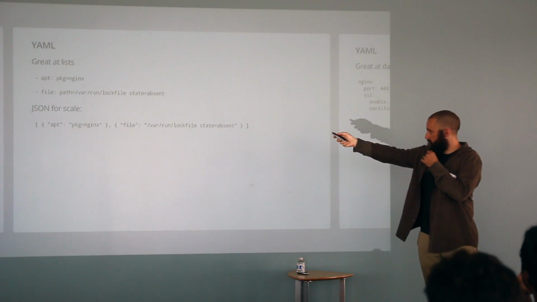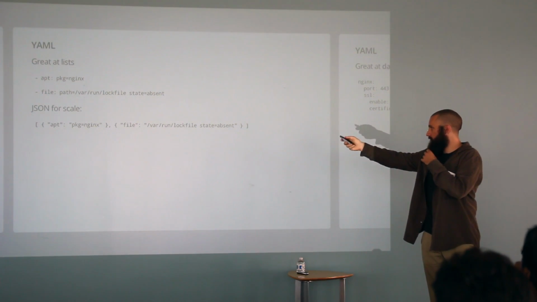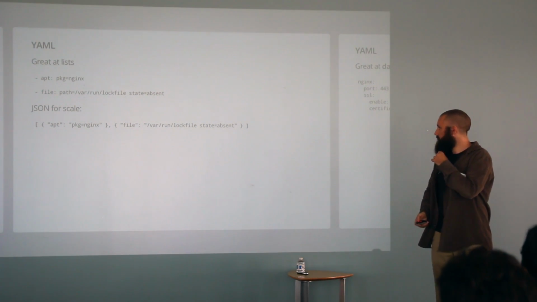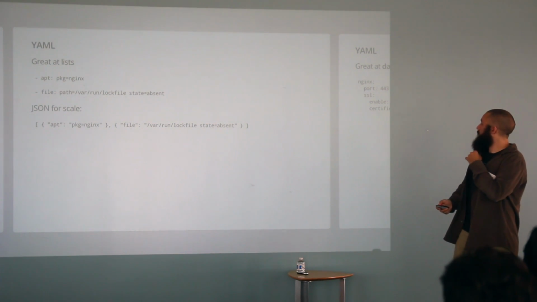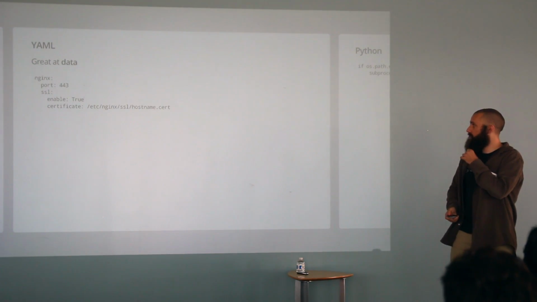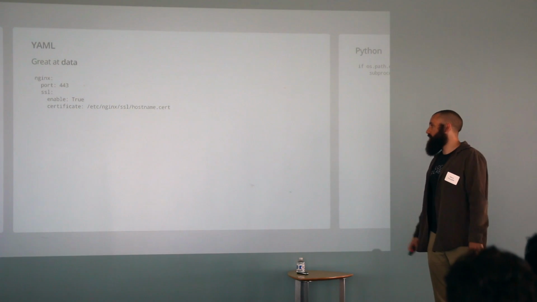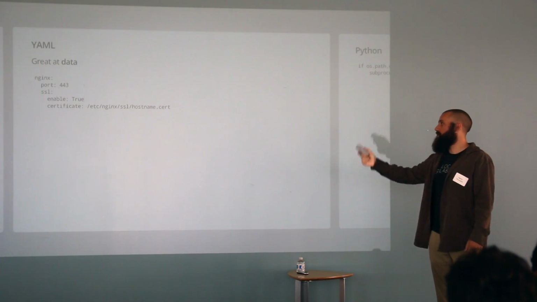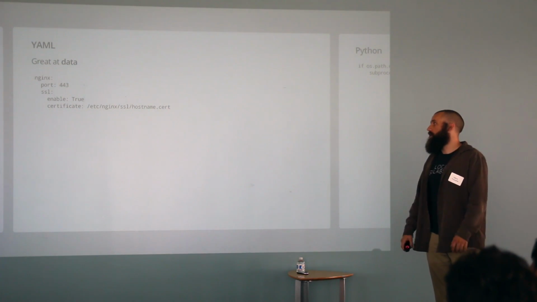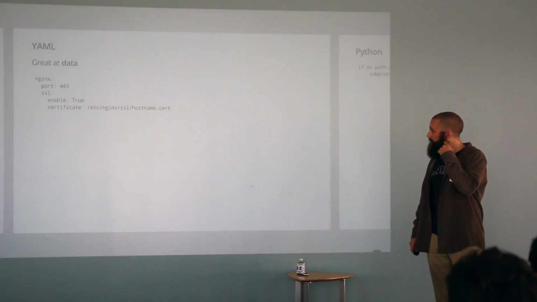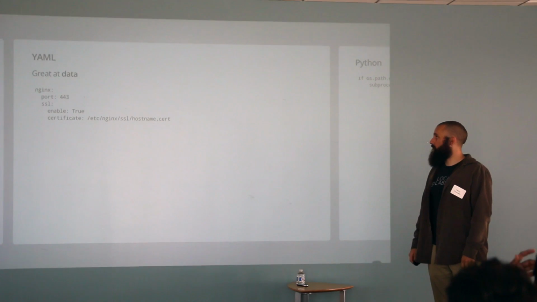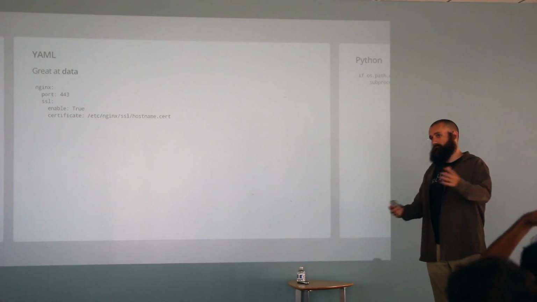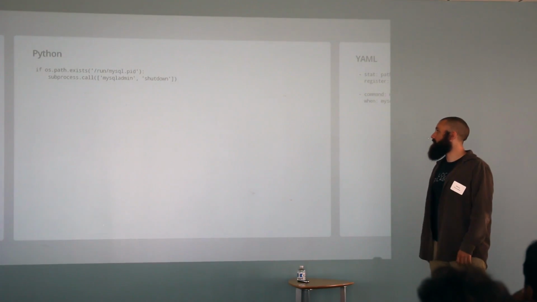And so this is actually 2 dictionaries, and there's a key and a value that is a string. It's pretty good at lists. It's good at data. This is a dictionary. It knows about types, so port will actually be interpreted as an integer. It can do booleans. Things are great for YAML, for listing and describing things.